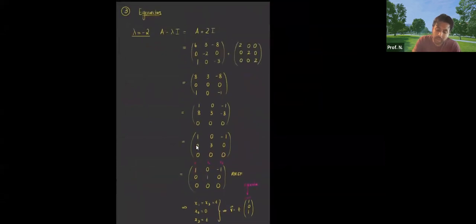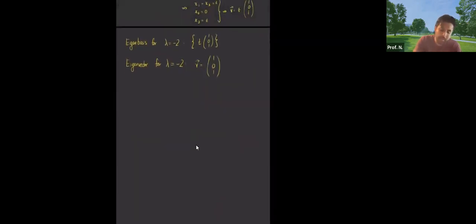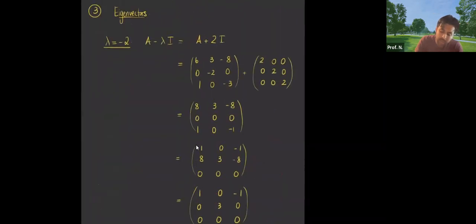Now, just notice something. This is a repeated root, right? And the repeated root was 2. And I got one eigenvector. Just keep that in mind. Okay. And now the next one would be what?